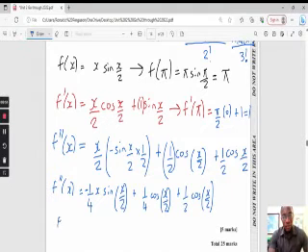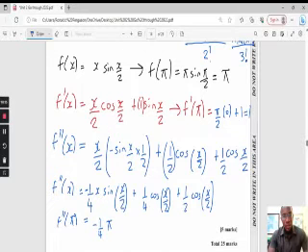So therefore f double prime of pi: you know that sine pi over 2 is 1, so this right here is minus a quarter, x is pi, and sine pi over 2 is 1. Then cos pi over 2 is 0, cos pi over 2 is 0, so f double prime of pi is just minus a quarter pi.